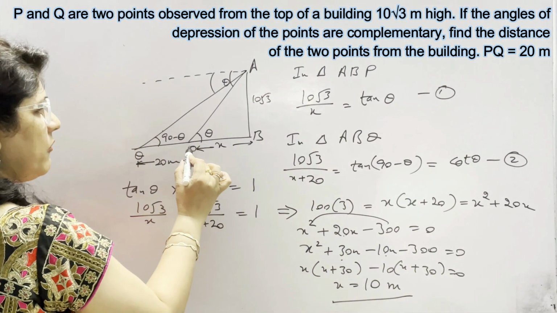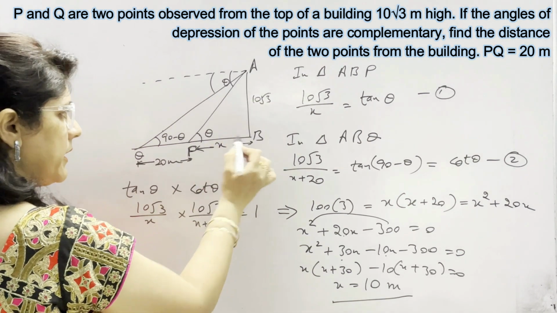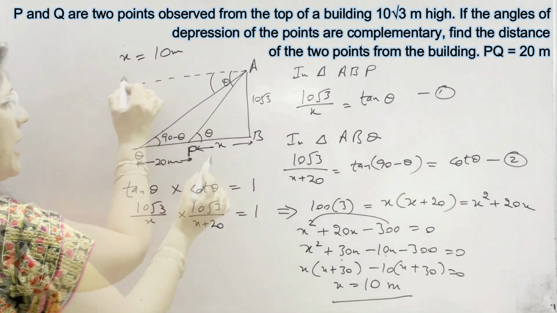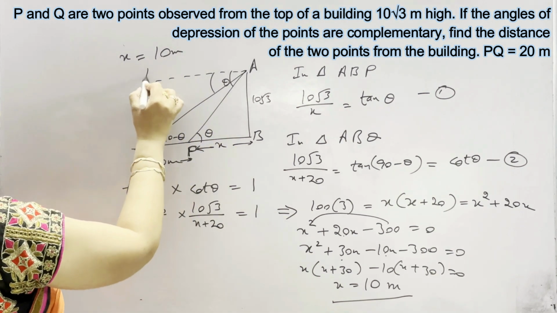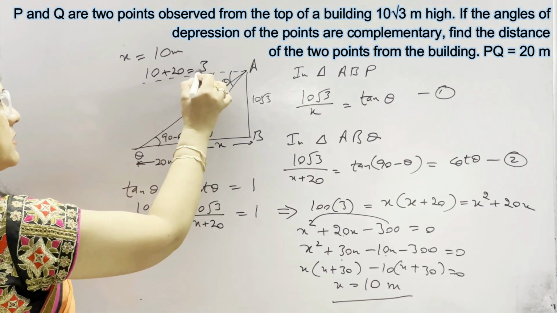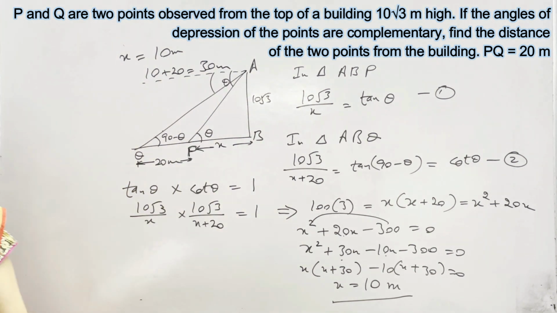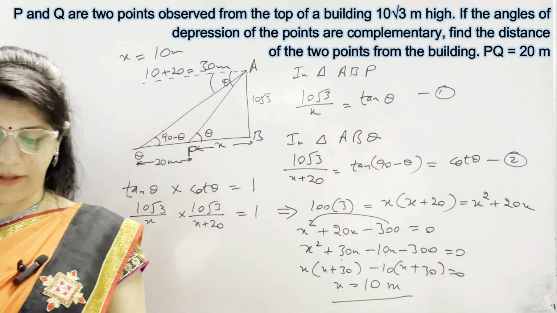So the distance of point P from the building, x, is equal to 10 meters, and the distance of point Q is 10 plus 20. It means 30 meters. So these are the distances, 10 meters and 30 meters from the building.